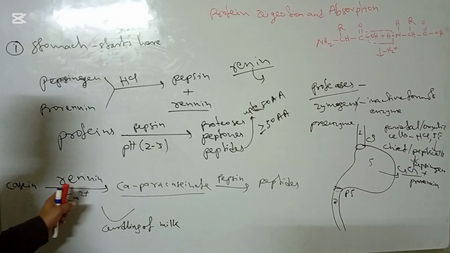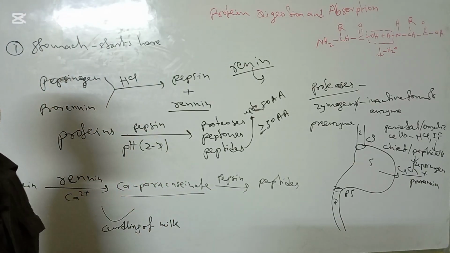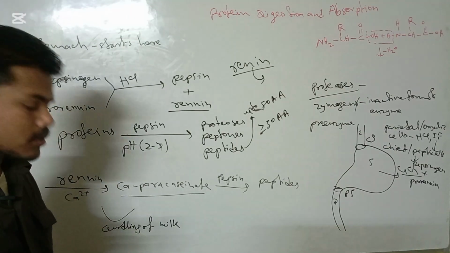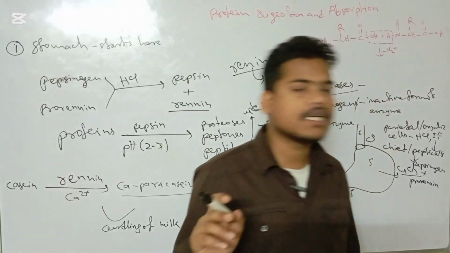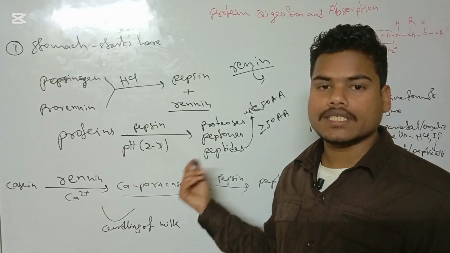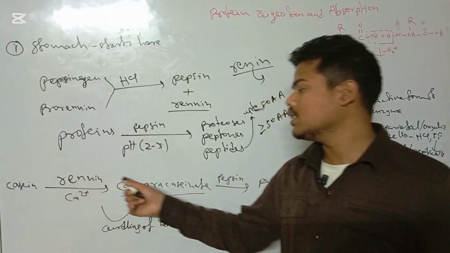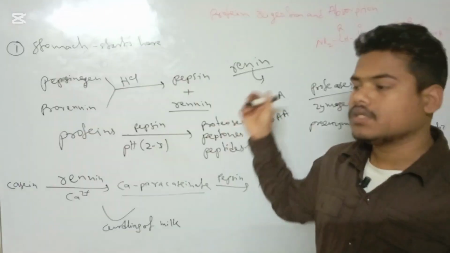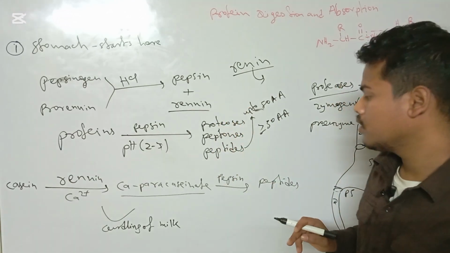Now, this renin is secreted mainly in large amounts in infants and children, and as the person ages, the secretion of this renin decreases, hence milk digestion is reduced in adults and older people.